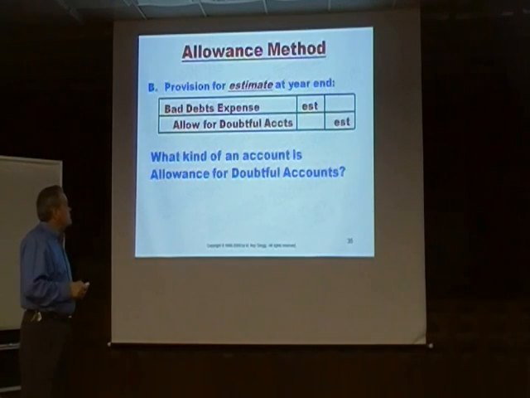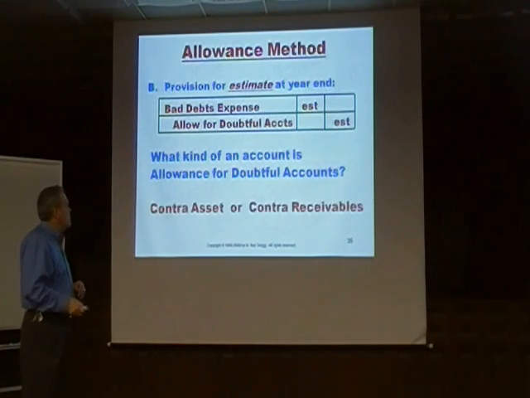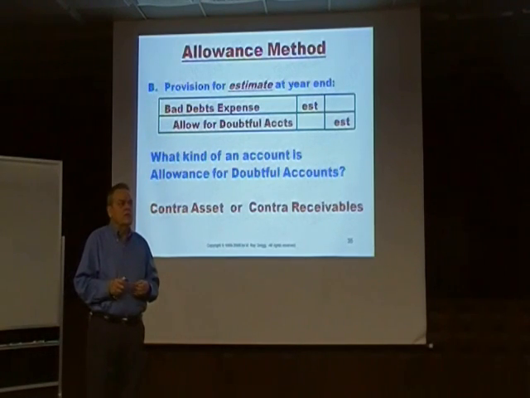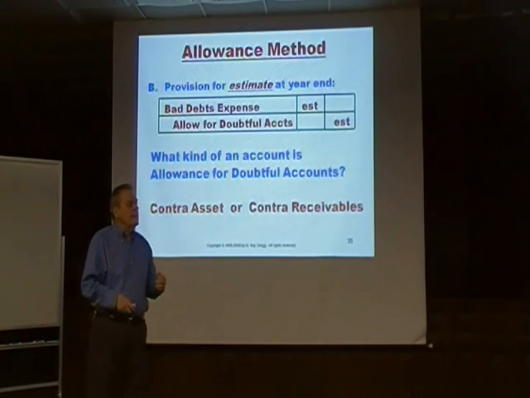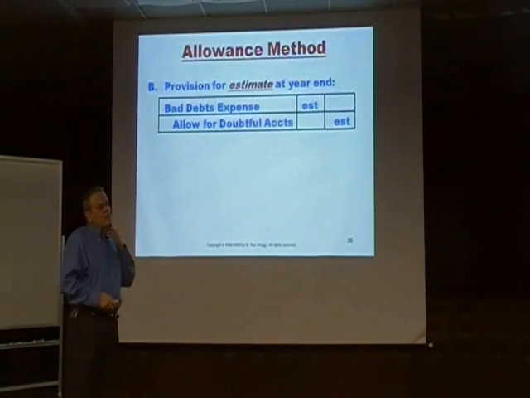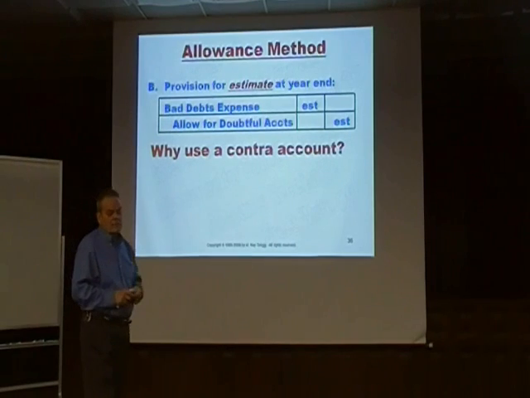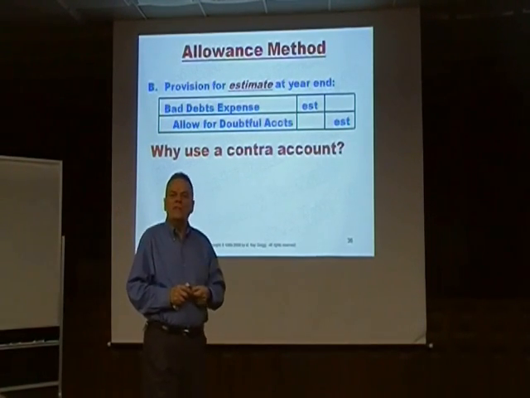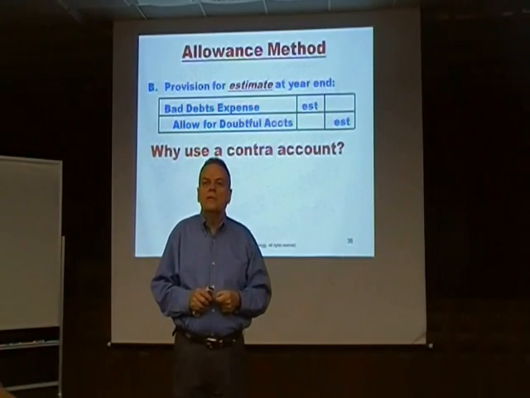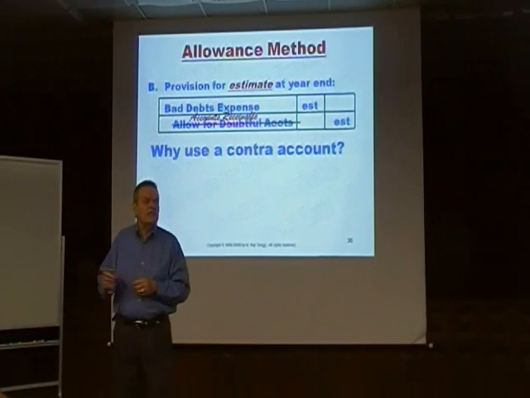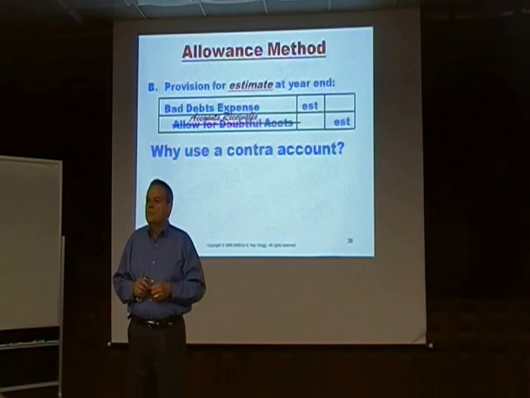So, allowance for doubtful accounts is contra receivables, contra asset, contra receivables. You say either. The remaining question is, for how much, why use a contra account at all? Some of you are wondering why we just don't credit accounts receivable right this minute. Any thoughts on that?